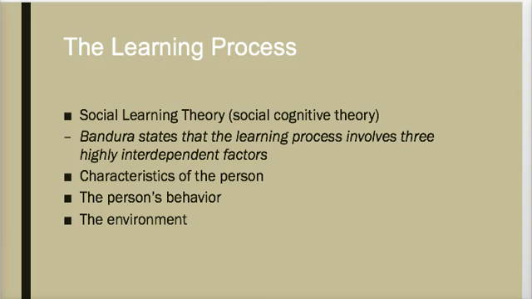The social learning theory, or social cognitive theory, states that the learning process involves 3 highly interdependent factors. They include the characteristics of the person, behavior, and the environment. Social learning theory suggests there is reciprocal determinism, that it's believed that the behavior affects or creates the environment, and also observational learning, which is acquisition of new skills and alteration of old behaviors. They also suggest there is imitation and modeling in the learning process.